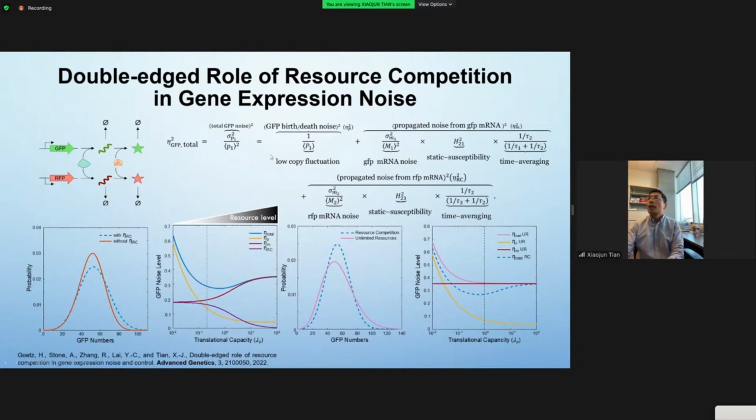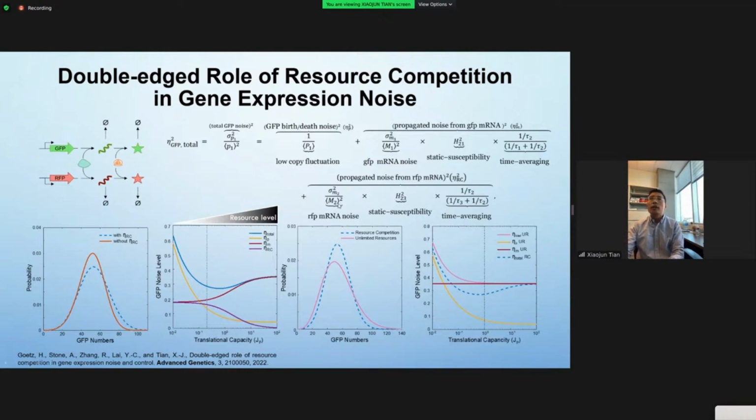And then, as you can see here, we have three terms for the noise. The first two terms of noise are well consistent with previous work. The first term is from the birth process of the protein that depends on the mean number of the protein, right? The second noise is from the propagation from the mRNA that depends on mRNA numbers. And then we have an additional term that is from the opposing mRNA, right?